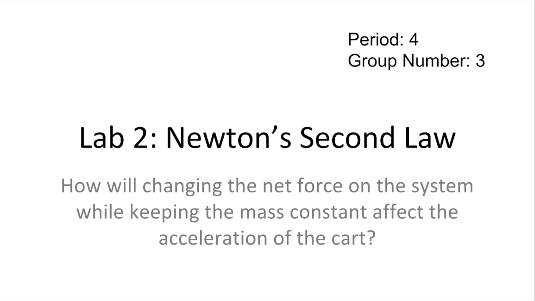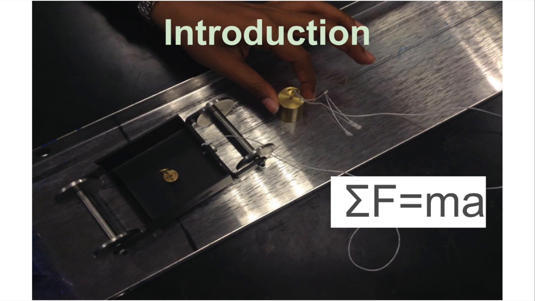We did Lab 2, Newton's second law, and our question is, how will changing the net force on the system while keeping the mass constant affect the acceleration of the cart? In Lab 2, students study Newton's second law, net force is equal to mass times acceleration. We were asked to determine how changing the net force on the system, the cart, pulley, string, and the mass, affects the acceleration of the cart.